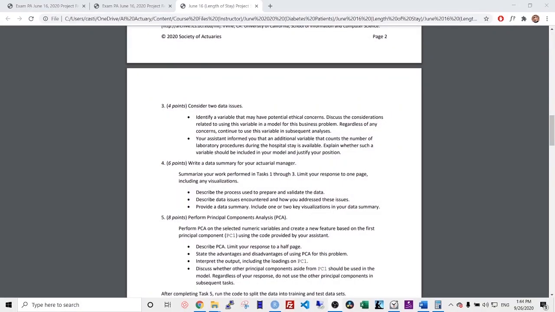Task 4, 6 points. Write a data summary for your actuarial manager. Summarize your work performed in tasks 1 through 3. Limit your response to 1 page, including any visualizations. Describe the process used to prepare and validate the data. Describe data issues encountered and how you addressed these issues. Provide a data summary, including 1 or 2 visualizations in your data summary.